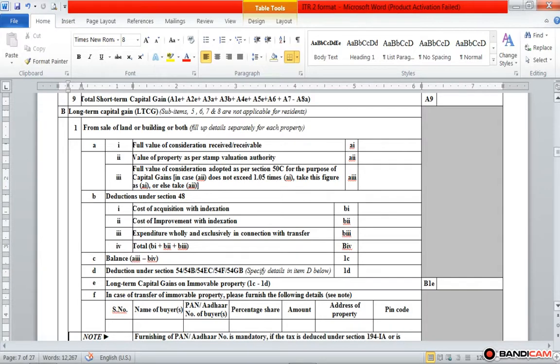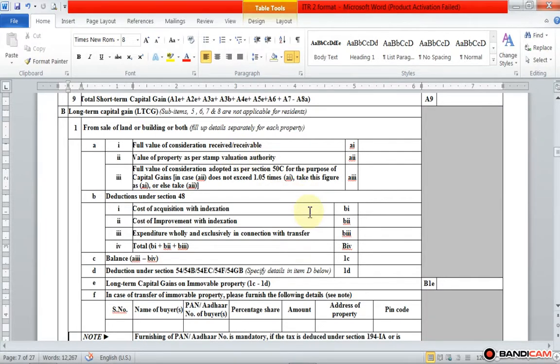The next one is long-term capital gain. The valuation is the same. There is no distinction between short-term and long-term capital gain, but here we have to fill the long-term capital gain in point number 9B. So here we fill the information.